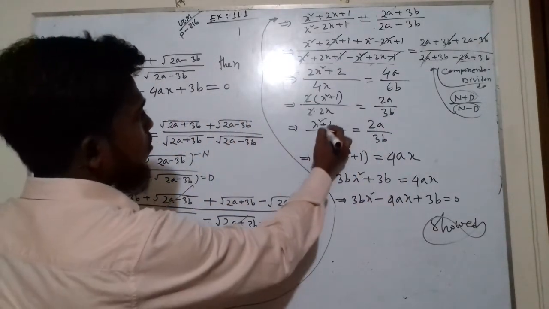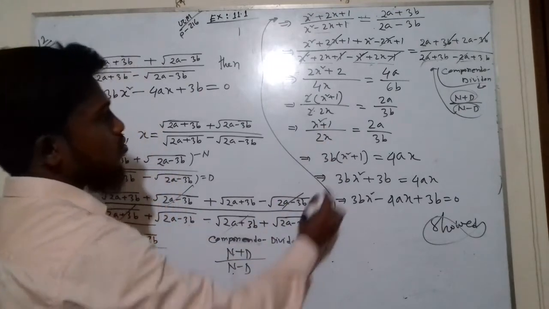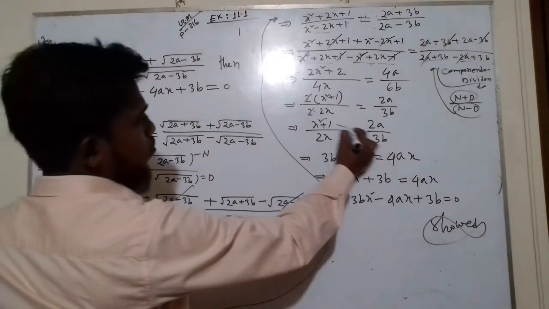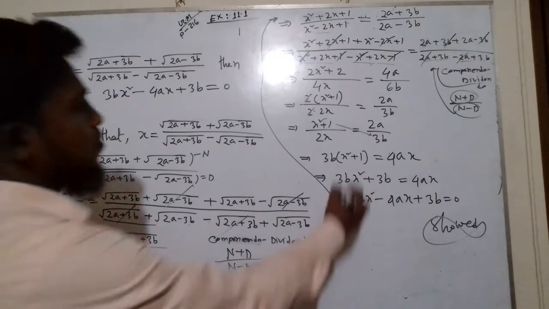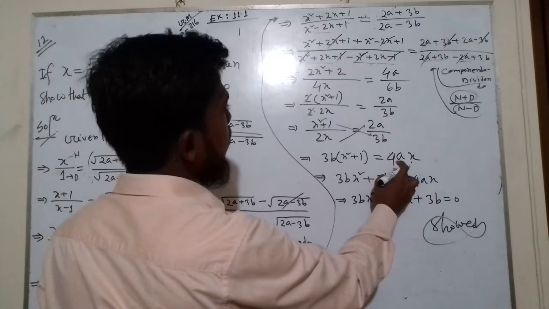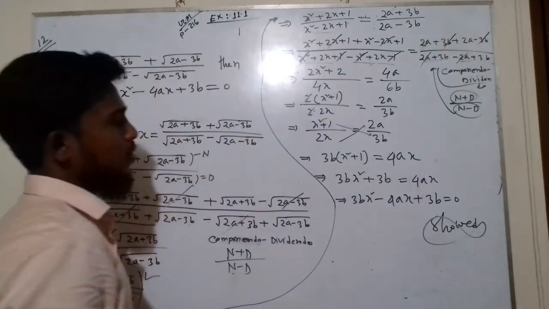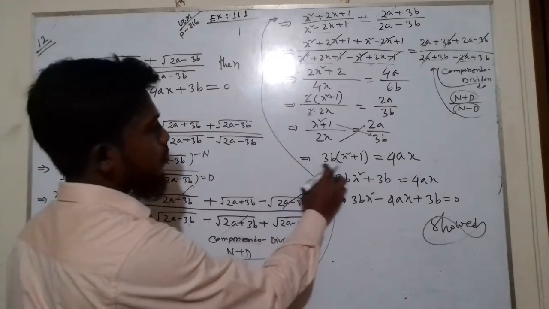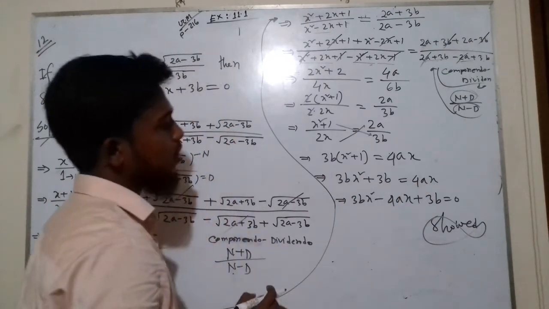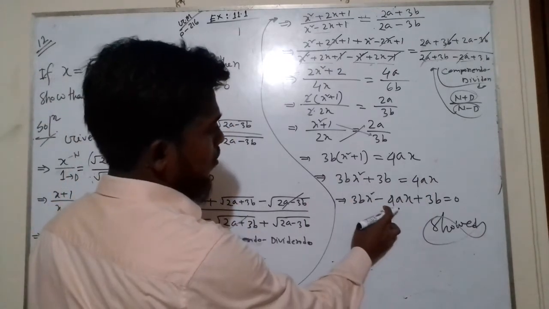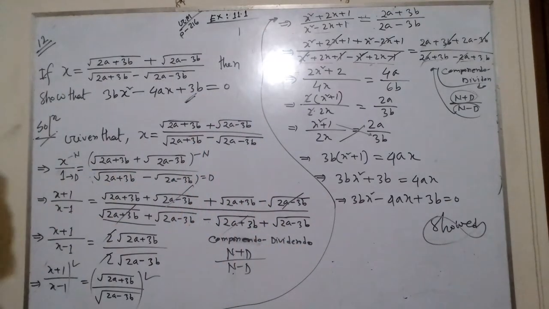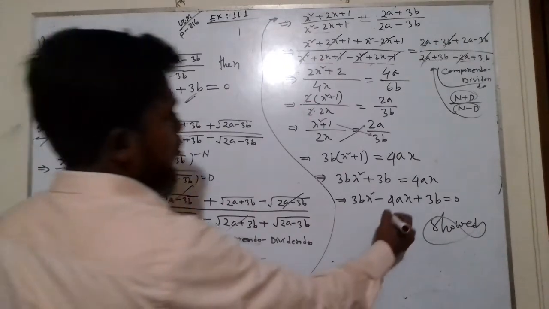And 2 upon 2 cancel, so we can write (x square plus 1) divided by 2x equal to 2a divided by 3b. Now cross multiplying, we can write 3b into (x square plus 1) equal to 4ax. Now multiplying 3b, 3b x square plus 3b equal to 4ax. Now we can write 3b x square minus 4ax plus 3b equal to 0. This is our solution.